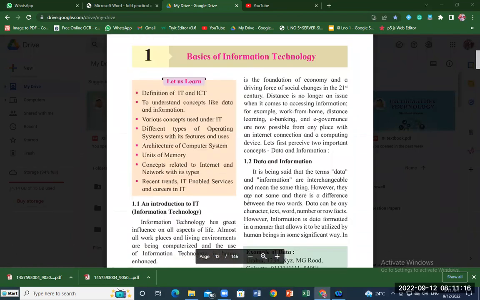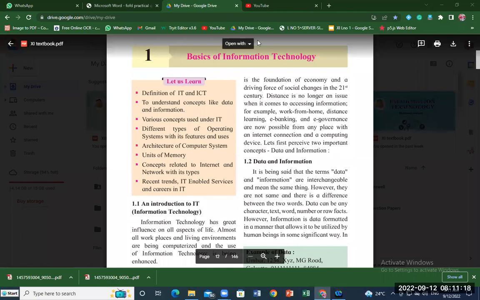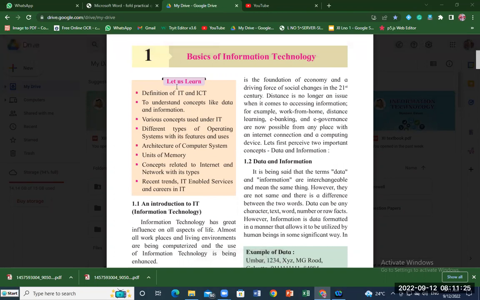Now, the first lesson is Basics of Information Technology. What are we going to learn in this lesson? The definition of IT and ICT. These are 2 different concepts, and we'll be studying the definition of each in this. Next is to understand concepts like data and information. What is data and what is information? We'll be understanding that. We'll be learning various concepts under IT. What are the different concepts? We'll be learning that. Different types of operating systems with their features and uses.